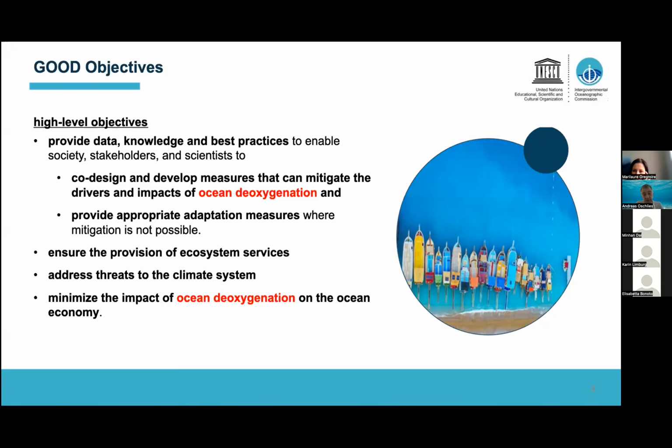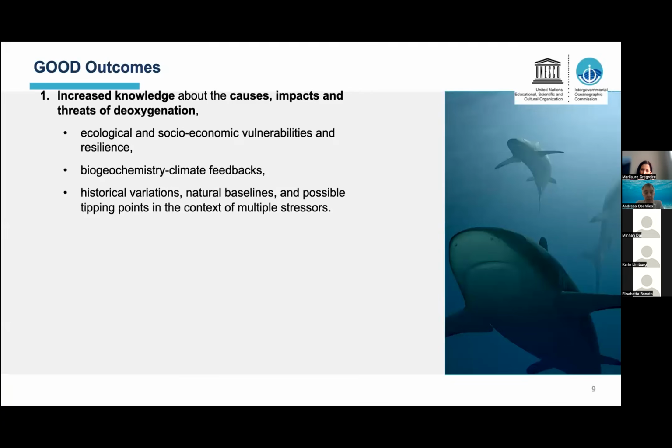It also addresses threats to the climate system because of biogeochemical feedbacks. There are some greenhouse gases produced in low oxygen environments, nitrous oxide and methane. So there's a feedback from oxygen decline to climate. And we have to understand this and also be able to quantitatively include it in our climate projections. And overall, minimize the impact of ocean deoxygenation on the ocean economy.